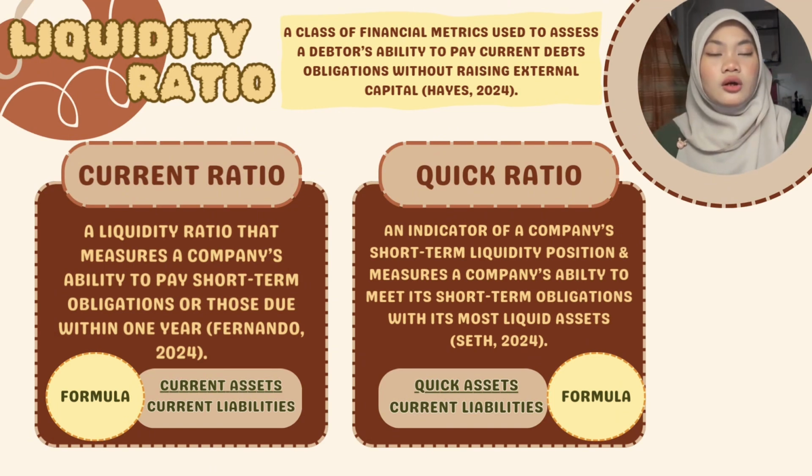Next, quick ratio. Quick ratio is an indicator of a company's short-term liquidity position and measures the company's ability to meet its short-term obligations with its most liquid assets. To get quick ratio, we divide quick asset by current liabilities.